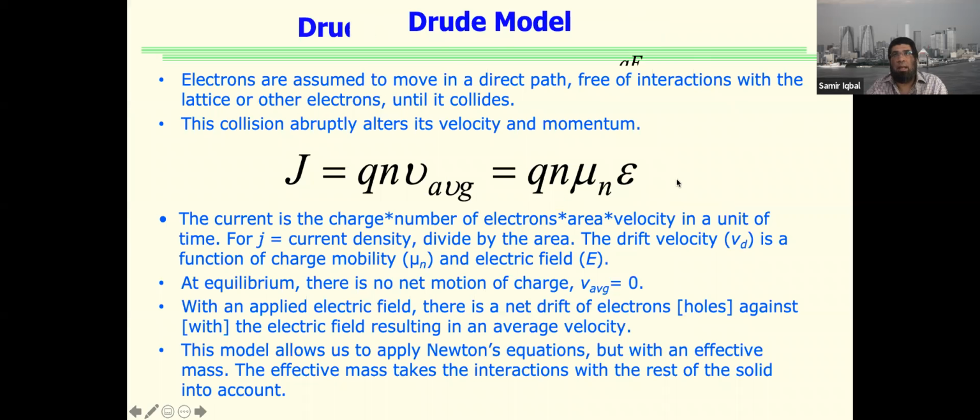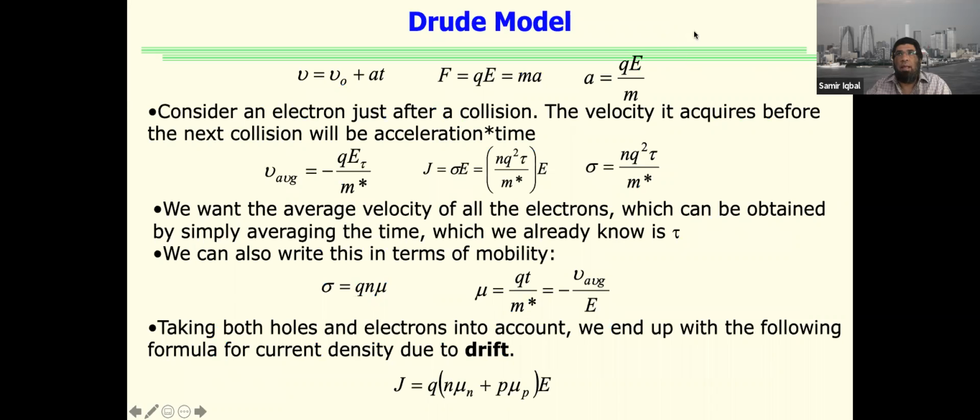And from there, we take the mobility and plug in this relationship that we got here, and we get the relationship that V average is equal to mu times E, or mu equals V average over E.